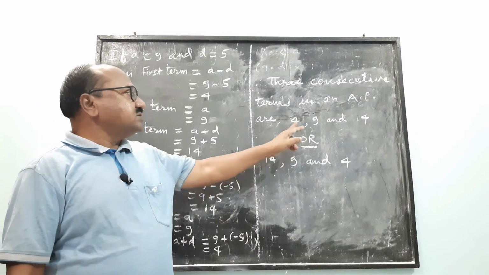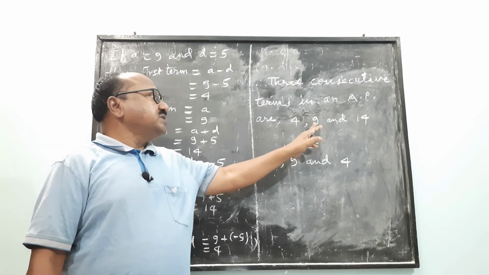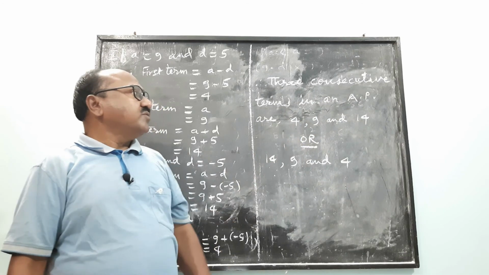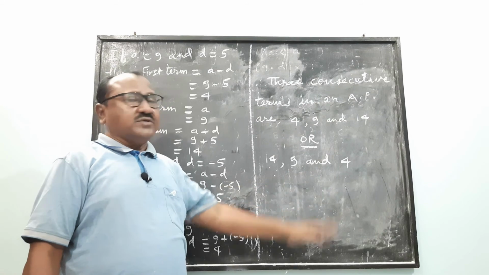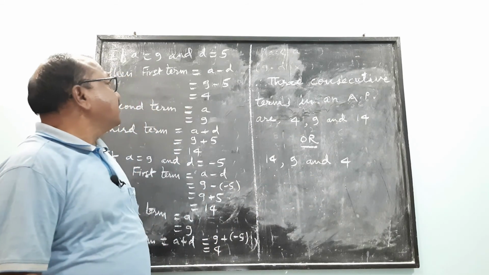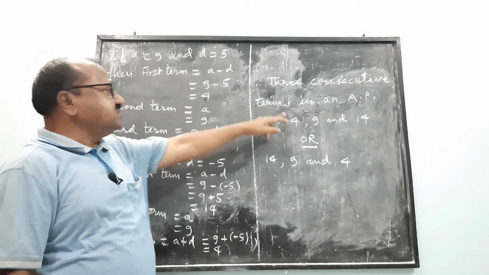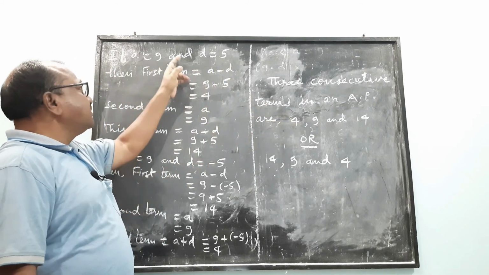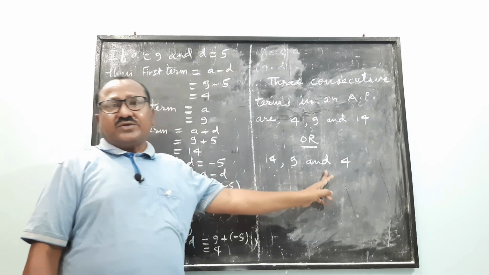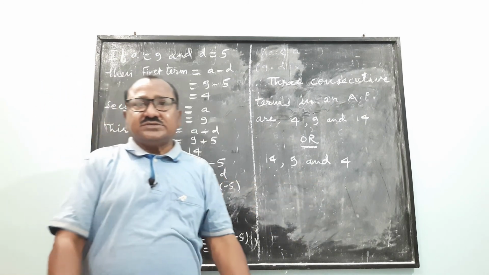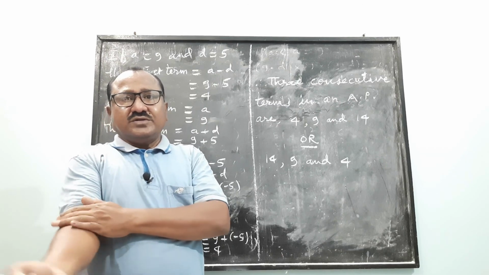So either the first term must be 4, second term should be 9 and third term should be 14, or 14, 9 and 4. So considering these two values, A equal to 9 and D equal to 5, you get these values. If you consider A equal to 9 and D equal to negative 5, you get these values. In this way you can calculate all the terms in an AP which are in consecutive state.